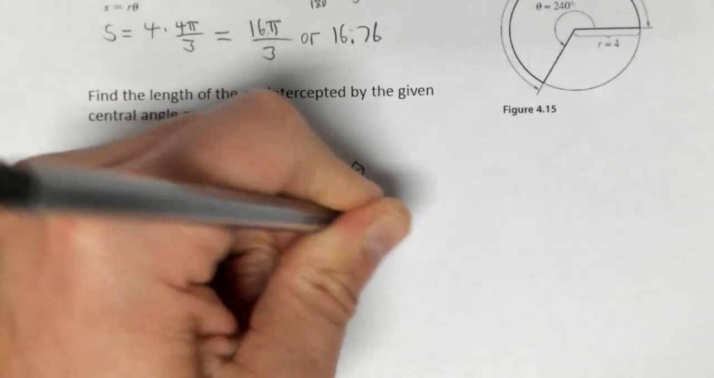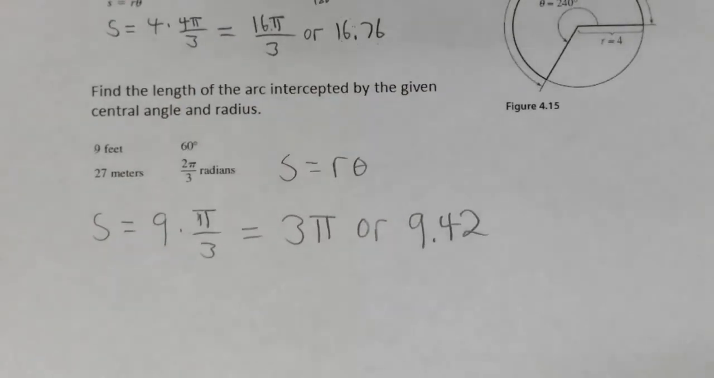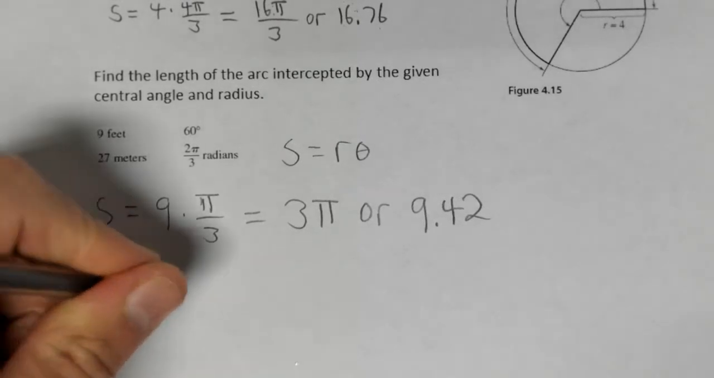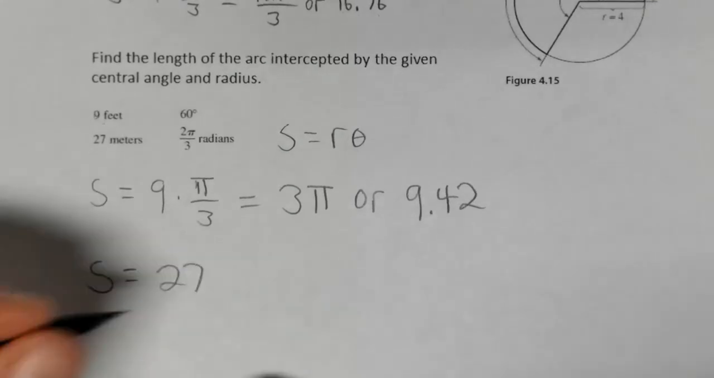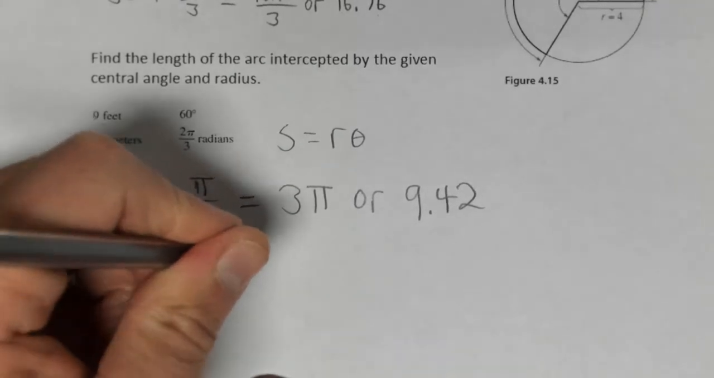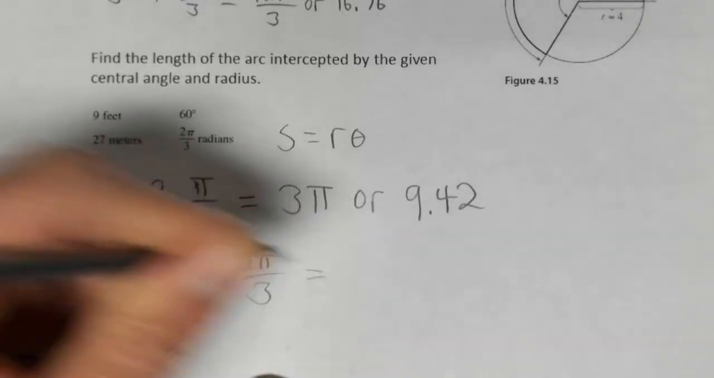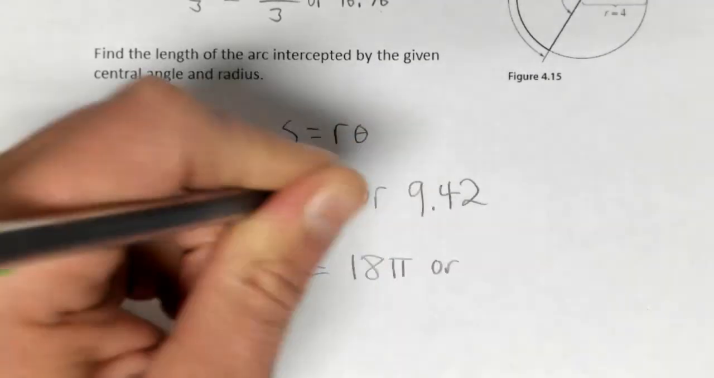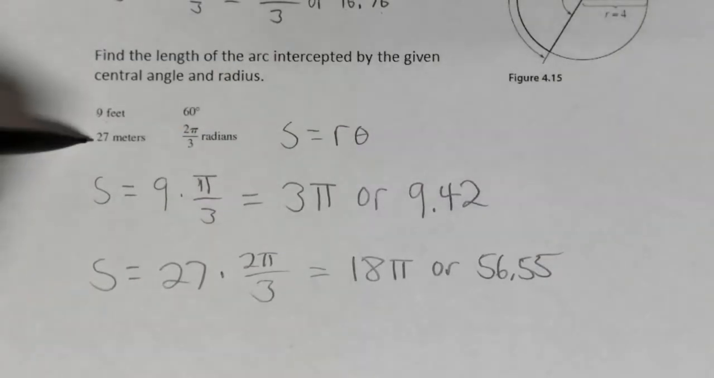Or if I make that into a decimal, that'd be 9.42. All right. The next one would be 27. And the unit of measure, by the way, is feet here. 27 times 2 pi over 3. So when you guys multiply that out, you'll get 18 pi. And you can change that to a decimal and get 56.55 meters is the unit there.